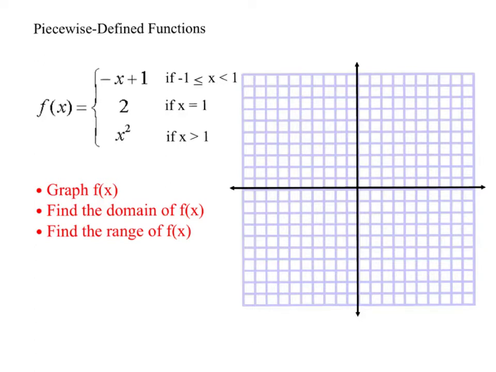I want to talk about piecewise defined functions and function composition. A piecewise defined function is one where it's defined differently depending on the domain. I always like to look at where the big benchmark x values are. This function starts at -1. It's not even defined on the other side of -1.